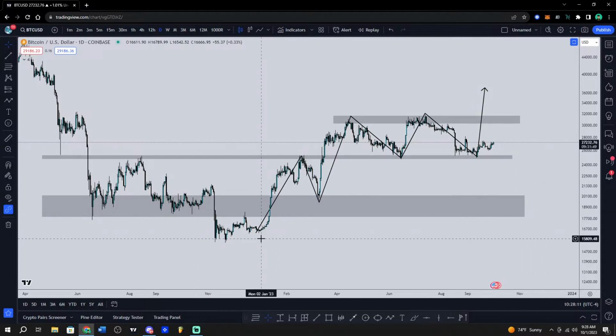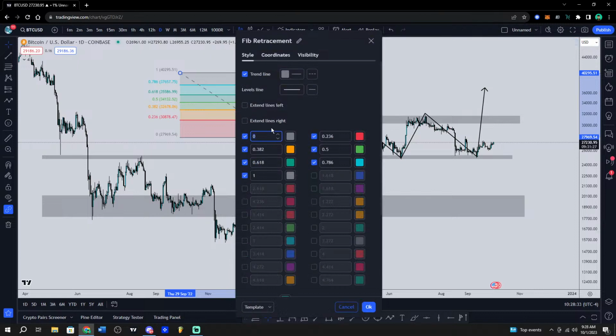The Fibonacci retracement tool is a popular technical analysis tool that helps traders identify potential support and resistance levels. It's based on the Fibonacci sequence and ratios, primarily the 38.2%, 50%, and 61.8%. A lot of people have different levels, but these are really the most common levels: the 38.2, the 61.8, and the 0.5.